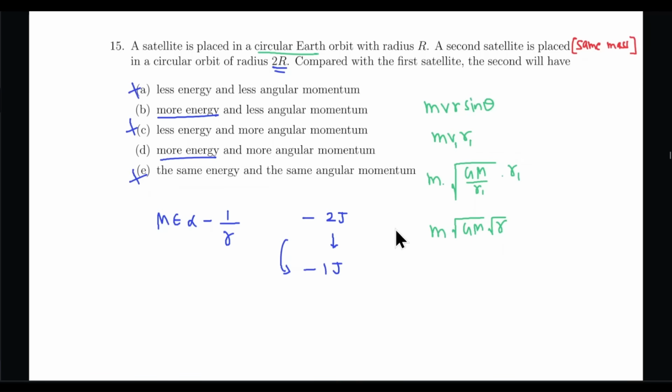So this means that angular momentum L is proportional to root r. So more is the radius, more is the angular momentum. So for the second orbit, the angular momentum will be more. So compared to the first, the second will have more angular momentum. It should be option D. I hope this makes sense.